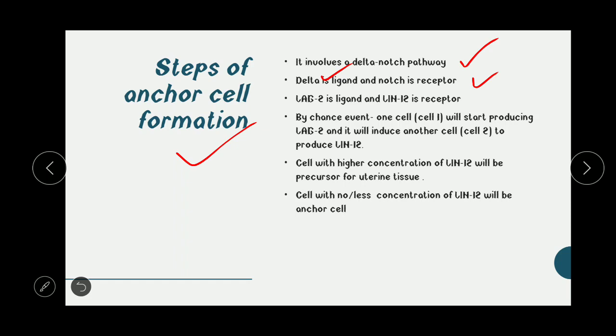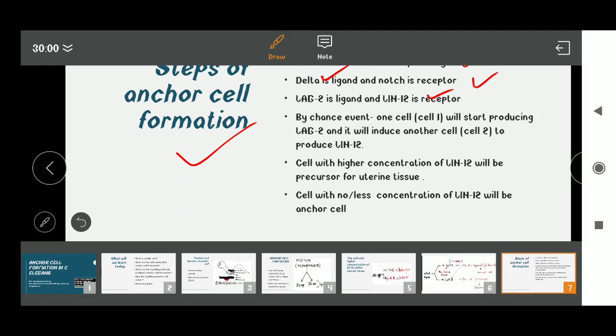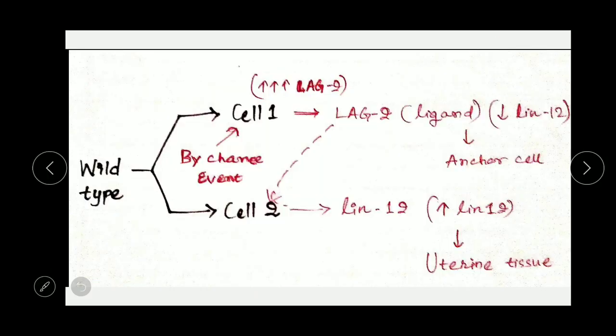So the LAC2 molecule is the ligand and lin-12 is the receptor. This is a by chance event. One cell will secrete the LAC2 and induce the other cell to produce lin-12, and the cell with higher concentration of lin-12 will become the precursor for uterine tissue, and the cell with lower concentration will be the anchor cell. We have already discussed this in the diagram, you can see here. The concentration of lin-12 is increasing in one cell, that's why it will become the uterine tissue, and cell 1 has the LAC2 molecule and is without lin-12 molecule. So the level of lin-12 is low here, so it will become the anchor cell.